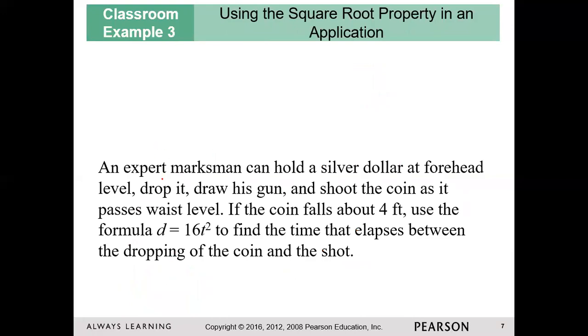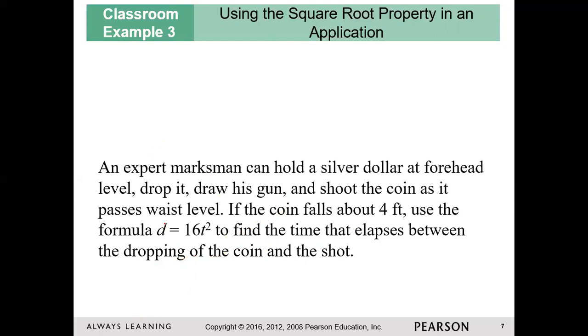All right, so an expert marksman can hold a silver dollar at his forehead, drop it, draw his gun, and shoot the coin as it passes waist level. If the coin falls about 4 feet, use the formula, this is the distance formula here, to find the time that elapses between dropping of the coin and the shot. Right? So this is pretty impressive here, right?